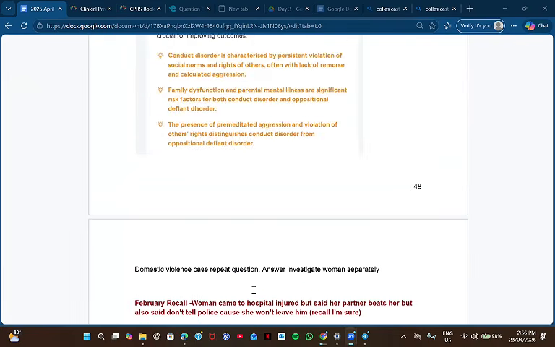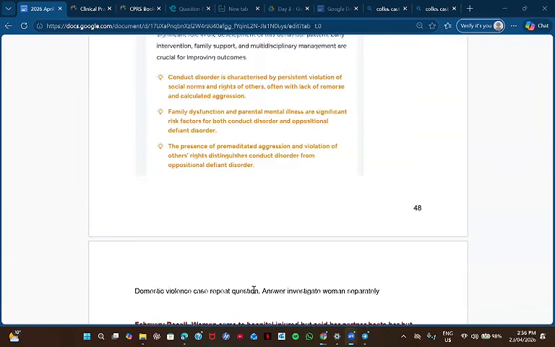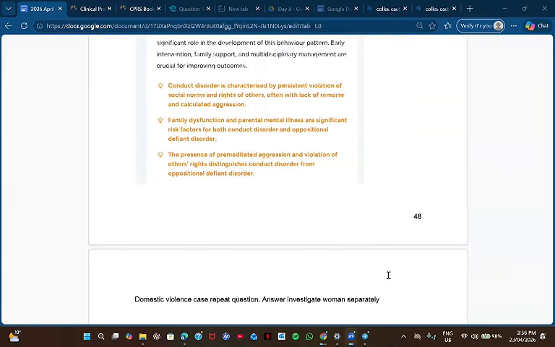Now, the domestic violence case, a repeat question; answer and investigate separately. This is the only recall we got. Now tell me how we should manage a domestic violence case. Tell me, doctors, how we should manage. Okay, I'm asking questions. If a patient comes with bruises and everything, after the consultation the patient reveals to the doctor that there was domestic violence in her home.